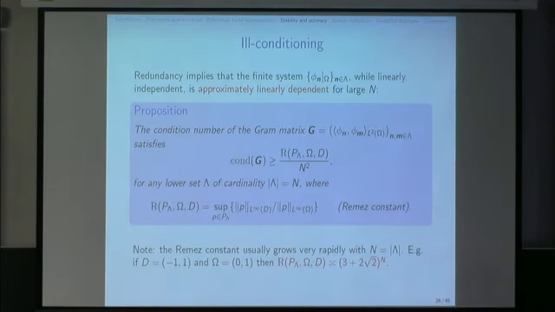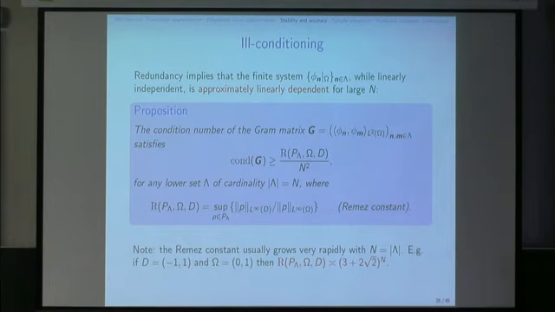So redundancy implies that when I truncate this system and I consider a finite set of polynomials, while these are technically linearly independent, because obviously n polynomials are linearly independent unless I do something very silly, it is approximately linearly dependent for large n. And how approximately is it? Well, we can quantify this by looking at the Gram matrix of this system. The Gram matrix is just the inner products of the basis functions over omega. And if we look at the condition number of that, that gives us a measure of how linearly dependent this system is, or how close to being linearly dependent.